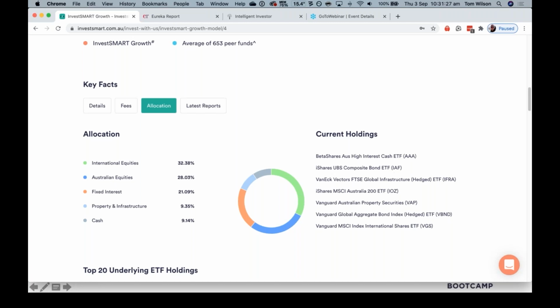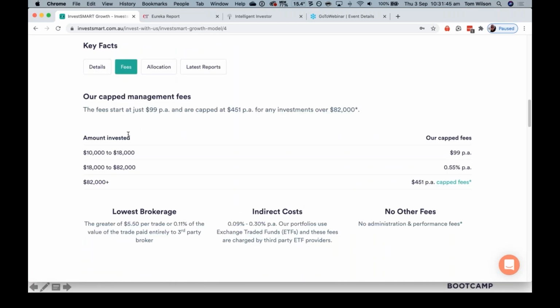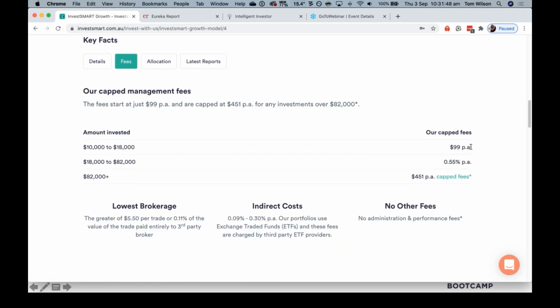So we can go out and buy just one ETF, which for example is the iShares Australia 200 with the ticker code IOZ, and that automatically gives us exposure to the top 200 Australian shares on the market. So because of that, it keeps the fees down. So it's a minimum of $99 per year to have InvestSMART manage this for you.